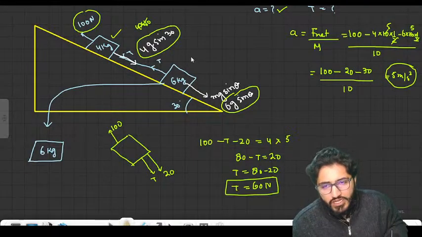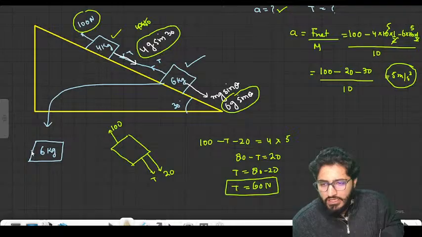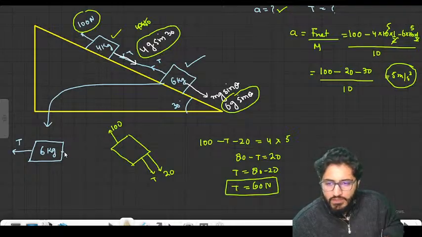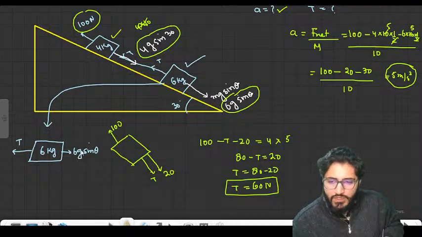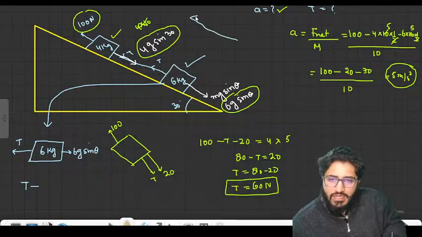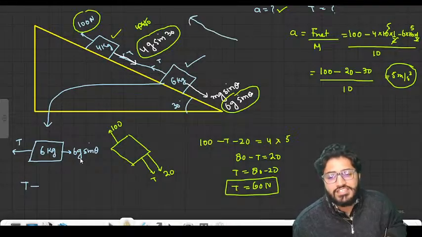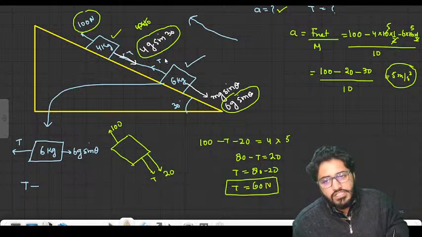How many forces are acting on this box? T. T is like this. And this one is 6 g sin theta. Done. What is T? T, we don't know. Minus. It is opposite now. Look, box is going like this now. That's why I am doing T minus 6 g sin theta. That means this one is more than this one.